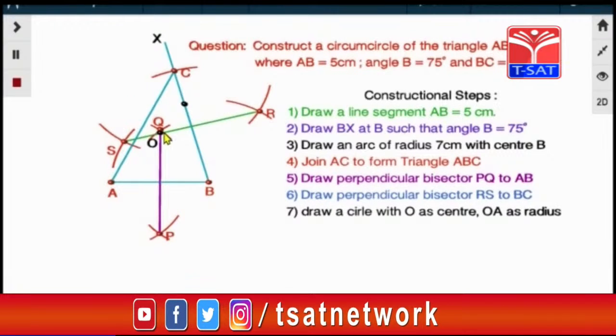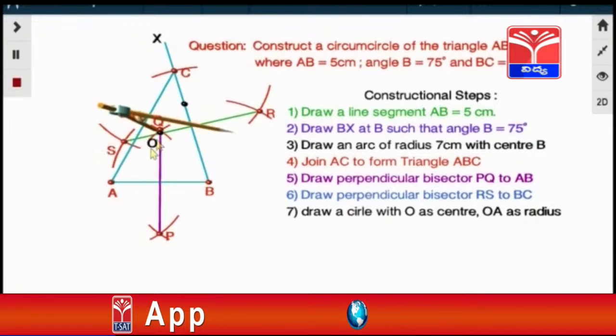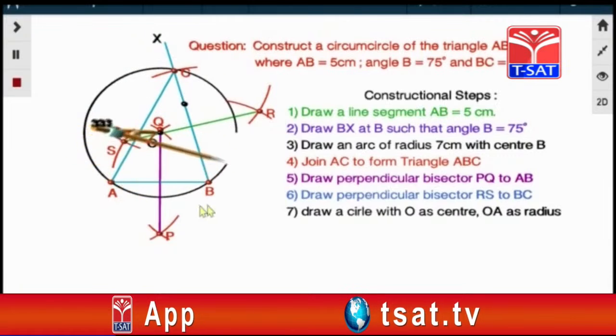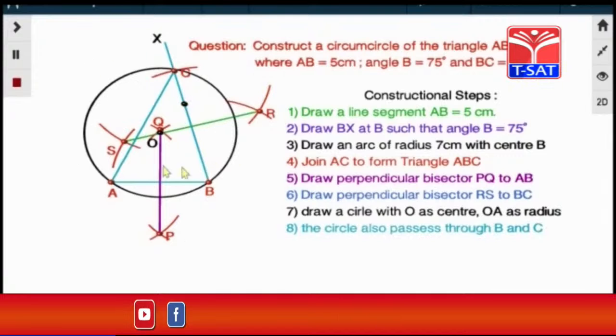Take this point as the center. OA or OB or OC, you can take any as the radius. Now I am taking OA as the radius and drawing a circle, and this circle is called the circumcircle.